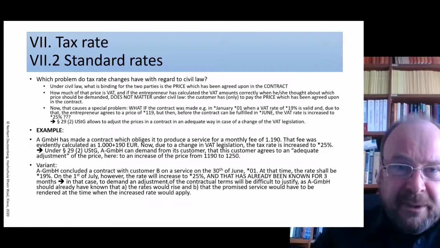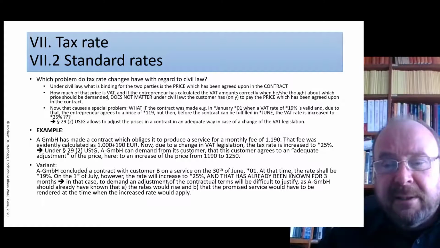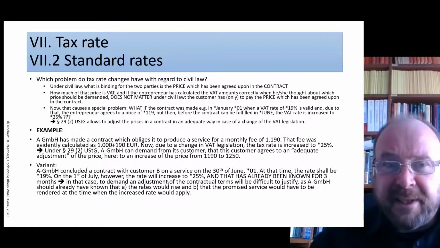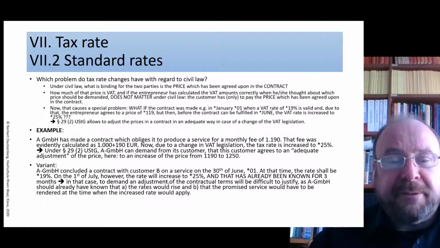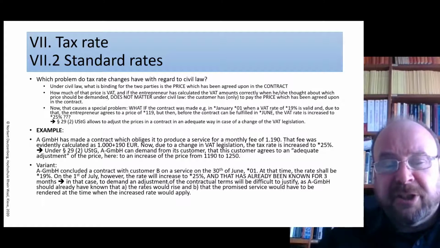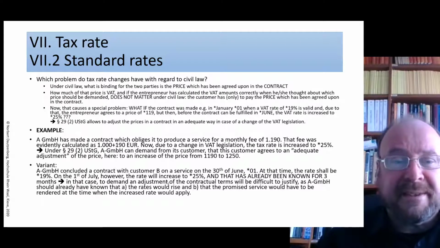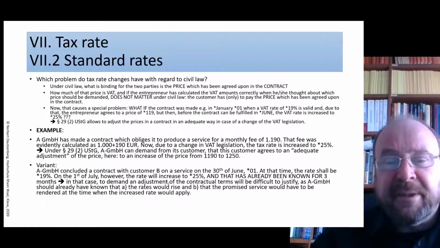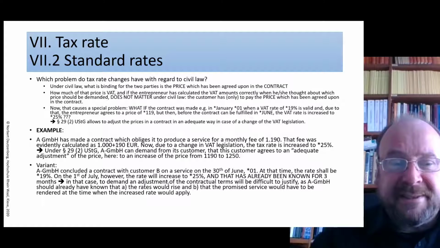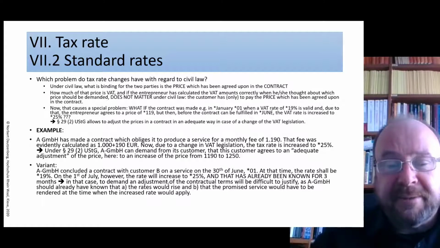Now, naturally, that's strongly unfair to a GmbH because they assumed different conditions when they entered into the contract. Perhaps they signed the contract 30 years ago or so, but it's still binding and now they need to change it. For such cases, the German USTG also contains a rule on civil law. It says if the law is changed, then an entrepreneur can demand that the customer agrees to an adequate change in the price, an adequate compensation of the contract conditions, in order to compensate for that unforeseen change in the rate.